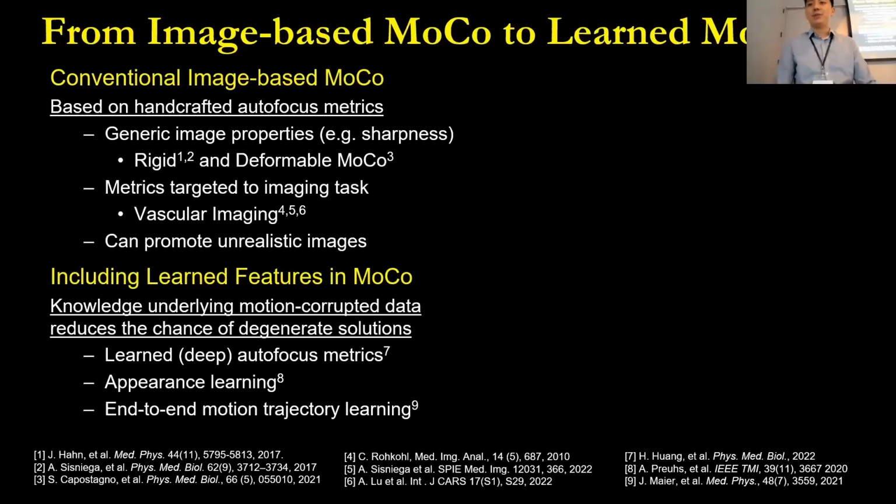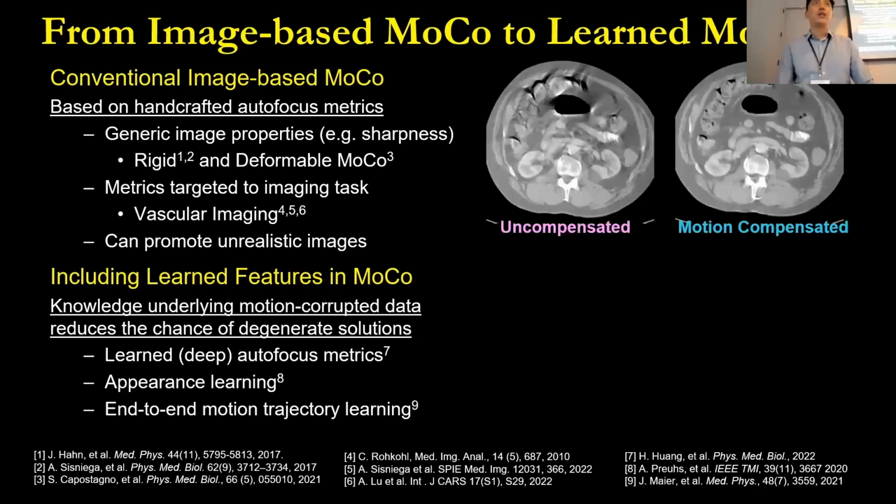As you saw in the previous presentation, motion is a challenging topic in cone beam CT. Here we see some conventional methods for motion compensation, where these methods use metrics purely based on image properties, for example, image sharpness or piecewise constant images, which can be used for rigid and deformable motion compensation. There are also metrics for more specific tasks, for example, vascular imaging. However, these metrics sometimes might not accurately represent the underlying anatomy, in which case the image might look good to the metric, but not actually look good in reality.